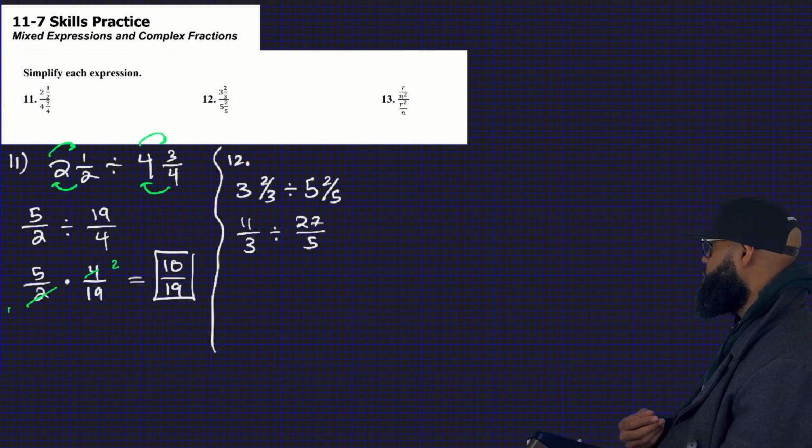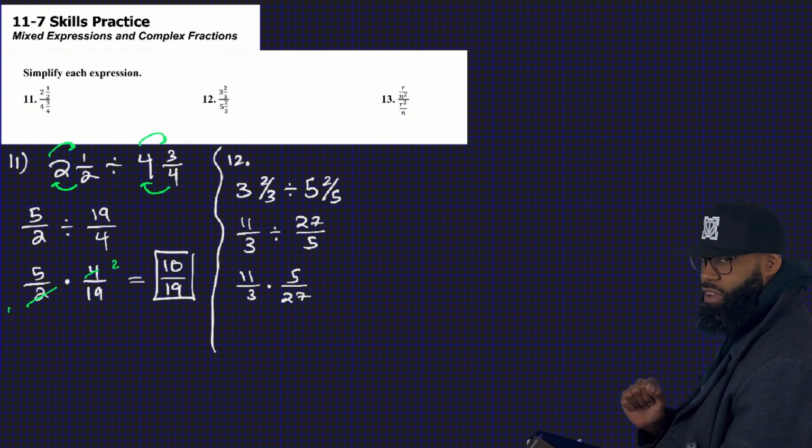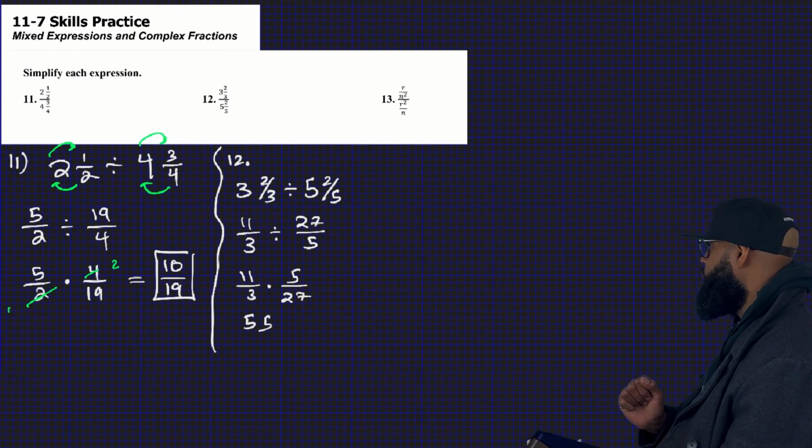11 thirds. 5 times 5 then plus 2, 27 fifths. 11 thirds stays the same. I take the reciprocal of the second term and change the division to multiplication. If you can, feel free to simplify, but over here it looks like 11 times 5 and 3 times 27.